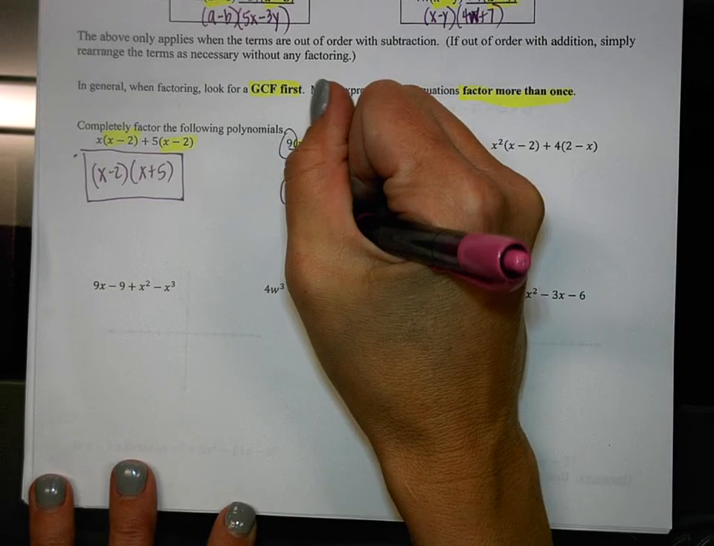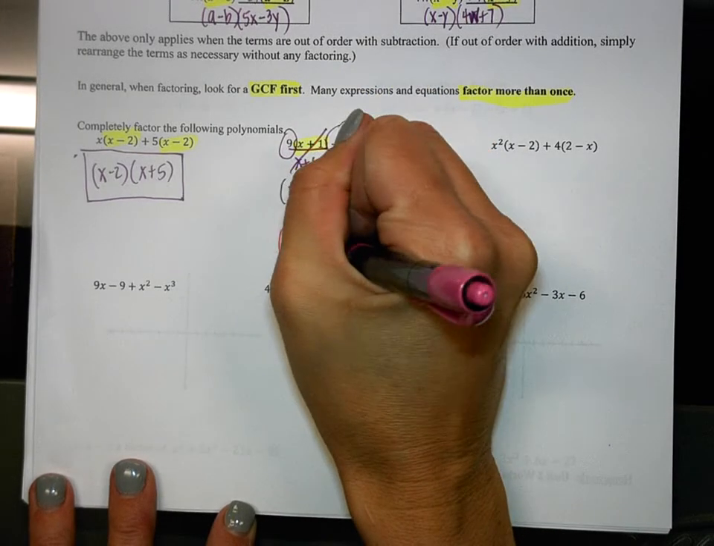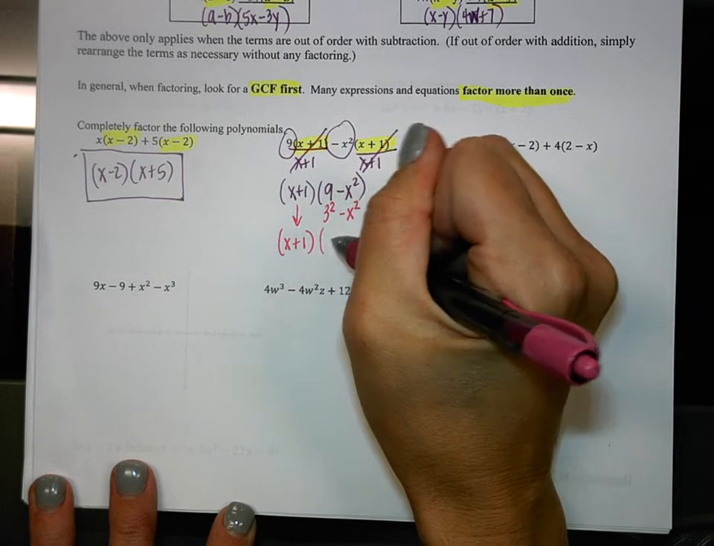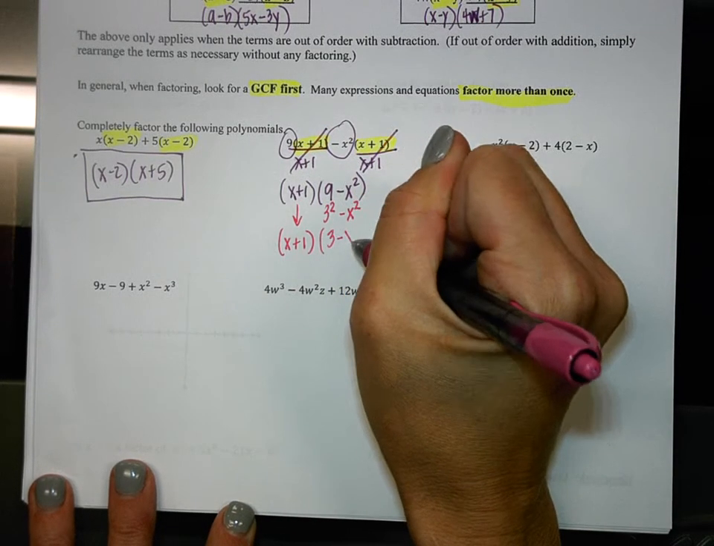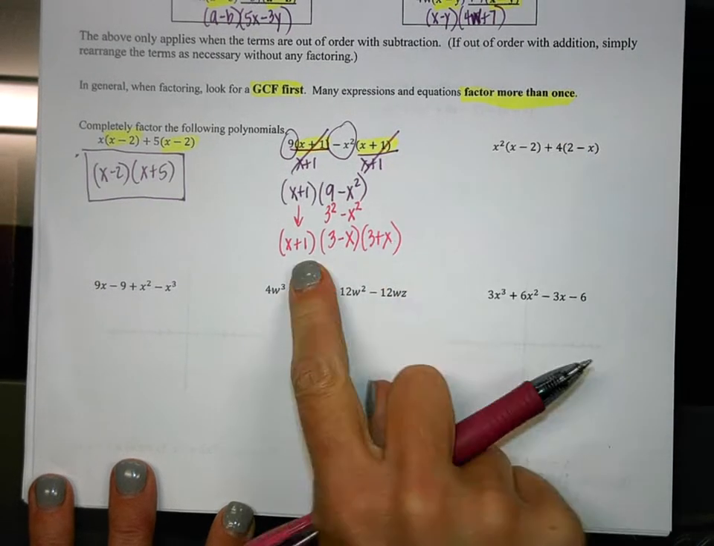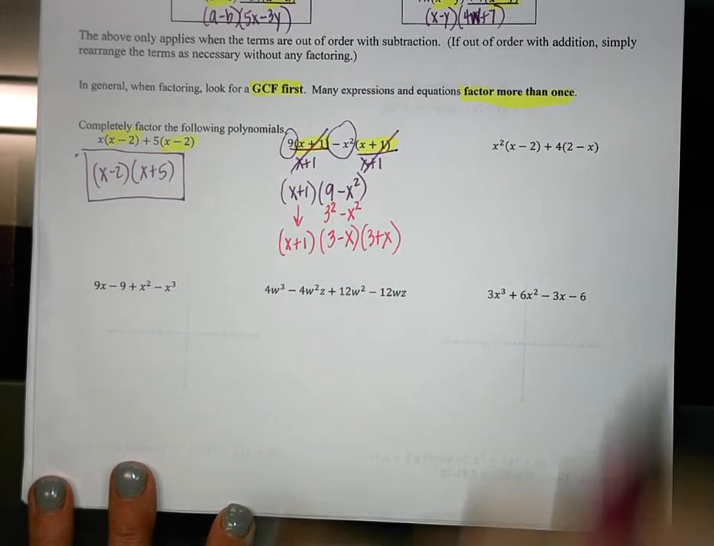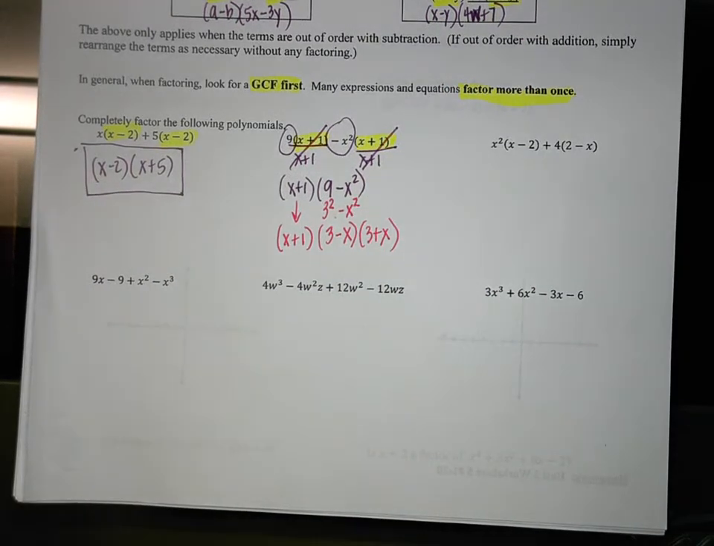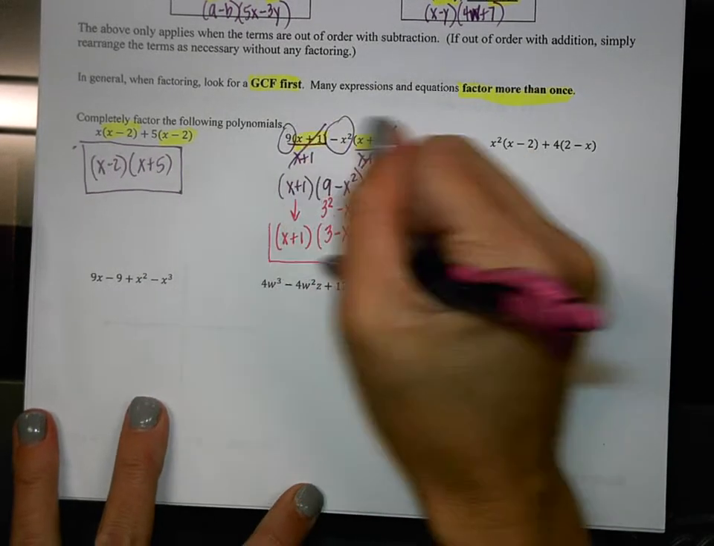So x plus 1 can't factor further. We still have x plus 1. And this is going to factor to be what? 3 minus x and 3 plus x, either way, or you could have flipped around the plus and minuses. But make sure you keep it in the order that it is written, unless you're taking out a negative and changing things. But I didn't take out a negative here. Okay, and this is my final factored answer.